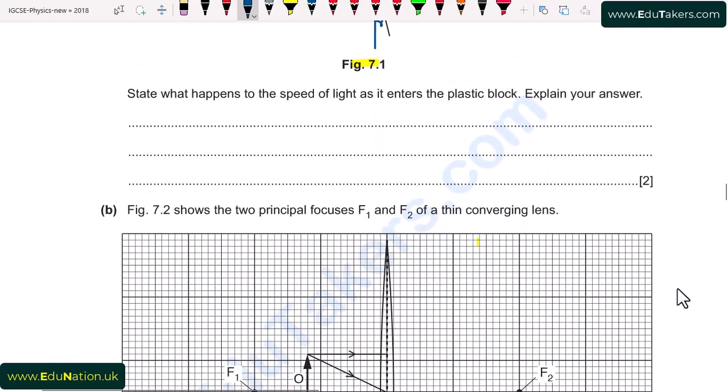So I write here, speed of light decreases as light bends towards the normal.